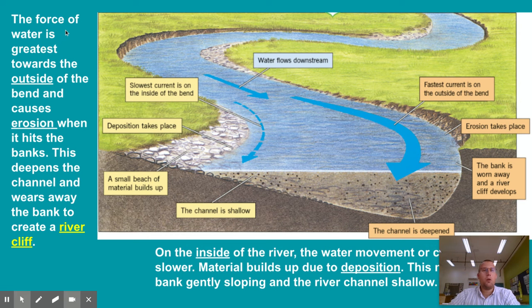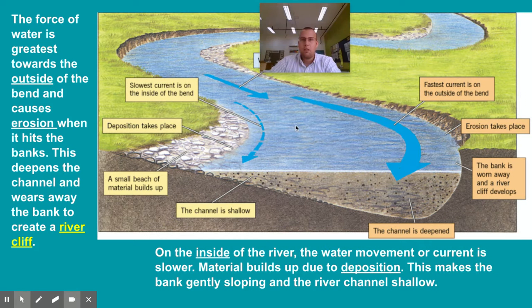Here, the force of water is greatest towards the outside of the bend and causes erosion when it hits the banks. This deepens the channel and wears away the bank to create a river cliff. All right, so let's look at it all over here. Look at the labels, make sure that you understand them. I don't need to read them out for you.